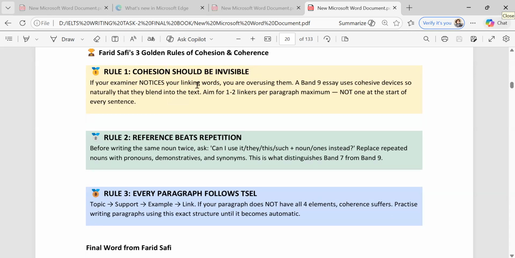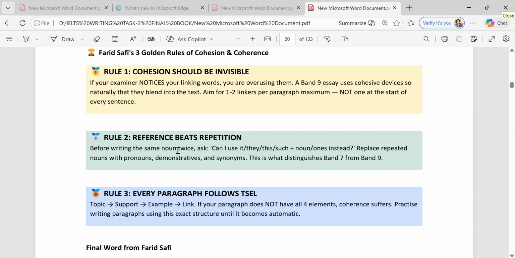If the examiner notices you are linking words, you are overusing them. A band 9 essay uses cohesive devices so naturally that they blend into the text. Aim for 1-2 linkers per paragraph maximum. Not one at the start of every sentence.